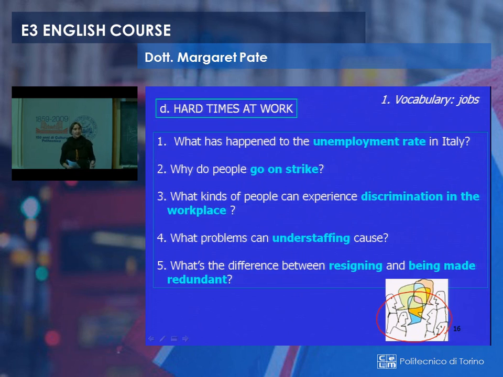Let's have a look then at some of the answers that I heard. Okay, what has happened to the unemployment rate? There were quite a lot of you who were thinking employment and not unemployment. Unemployment, remember, is the number of people who don't have a job. And in Italy, we could say, all right, it's gone like that. Remember, when you're answering, look at the question, what has happened? So your answer should be in the same tense, yes? It has increased, or it has risen, or it has gone up, very briefly, all right?